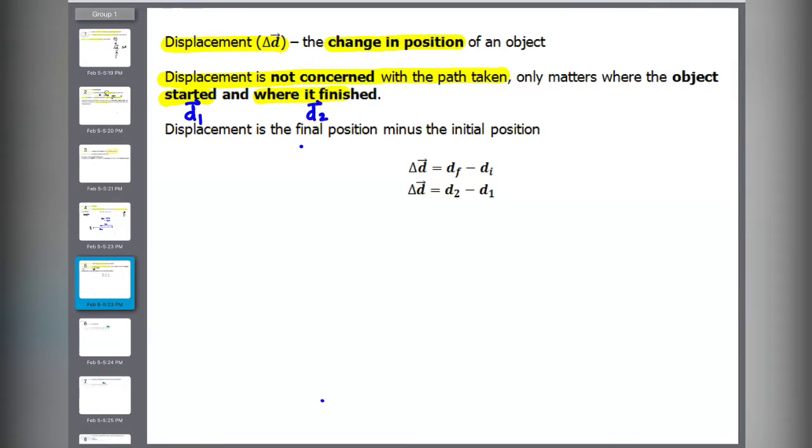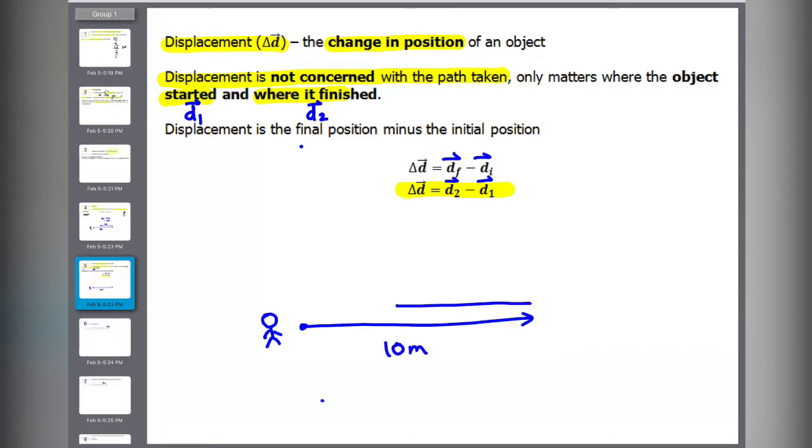And the equation to work it out, I actually like to use the one at the bottom, and they made a mistake. They should put arrows on top. So these are all vector quantities. Be very picky on that. We're going to go back to the same example. This guy went 10 meters to the east, 6 meters to the west.